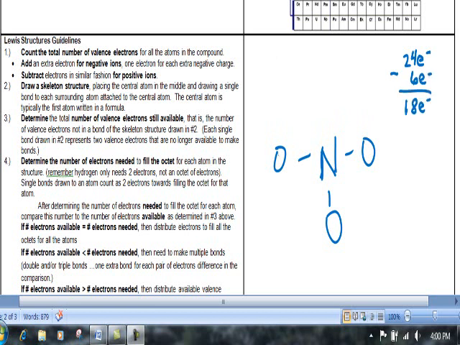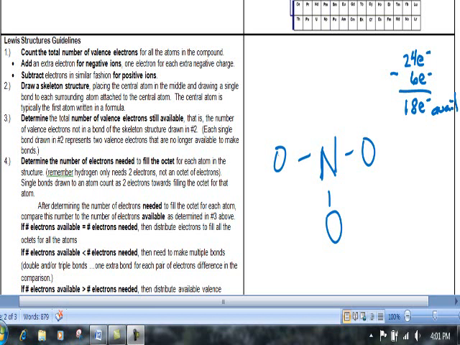This leaves us with a total of 18 electrons that we would say are available to continue to do work or contribute to the structure. Our next step is to determine how many electrons we need to fill the octet surrounding each atom in the structure.